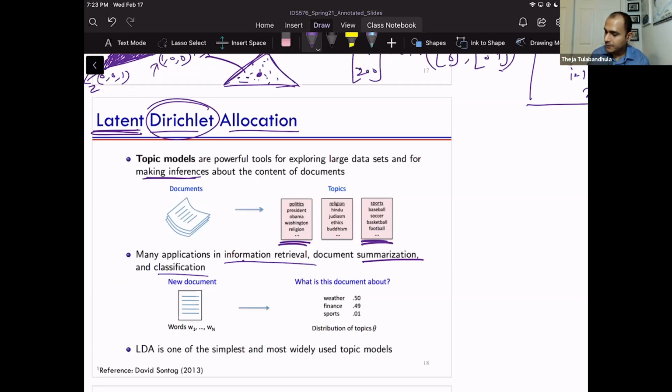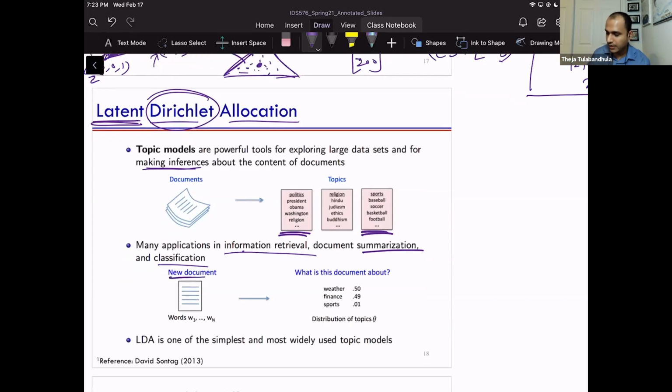So for example, if you have a new document, let's say it has a bunch of words, W1 to WN, then you can actually say what the document is about. You may not have specific words like weather, finance, sports, but you can say, hey, the document is about 50% of the first cluster, 49% of the second cluster, 1% third cluster. Some sort of a sense of how this document relates to all the previous documents that we have seen.